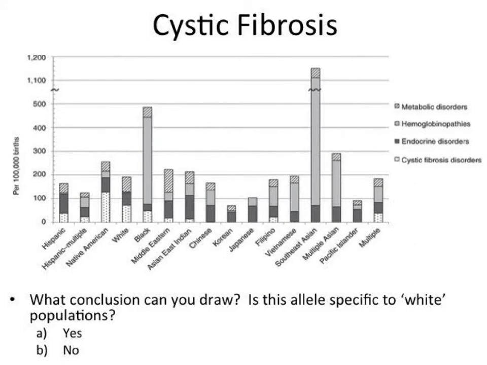This graph shows us a few different diseases and how prevalent they are among different races. You can see that cystic fibrosis occurs in almost every race depicted here in this graph.